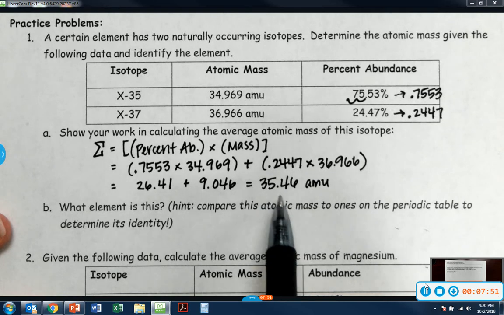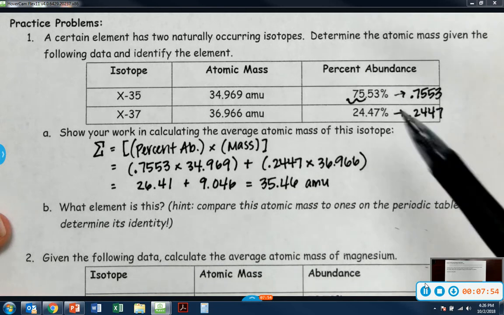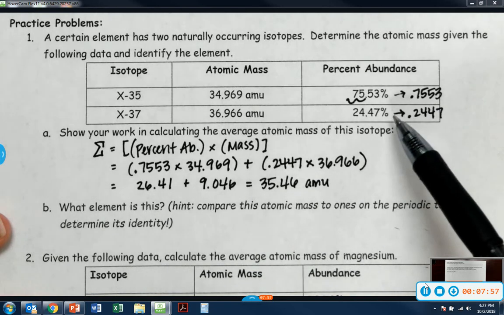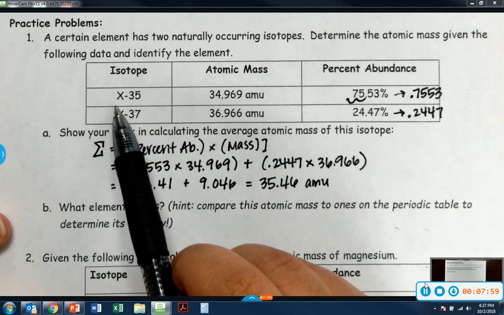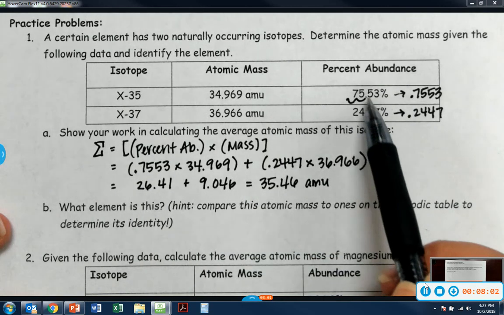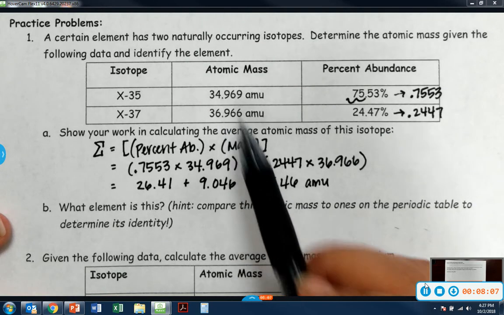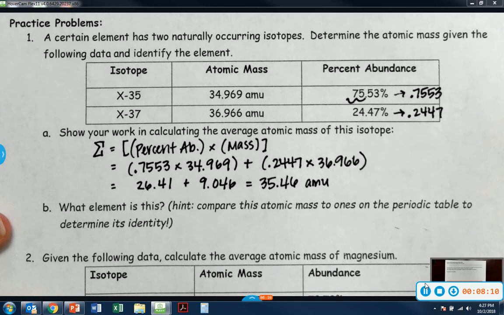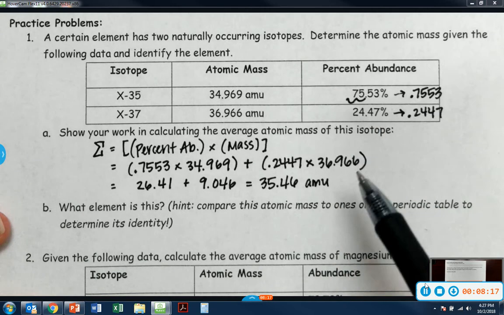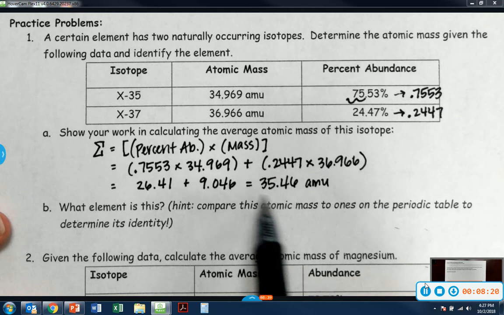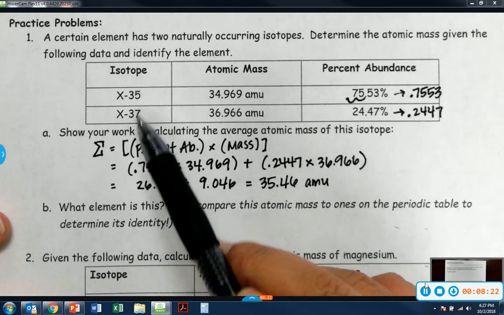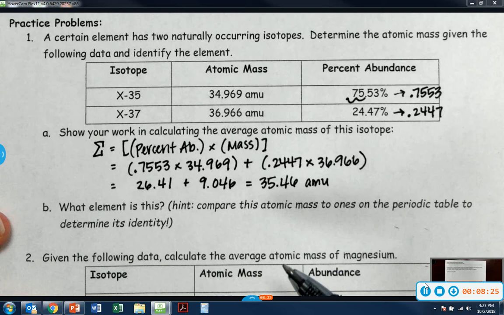Here's another thing I want y'all to realize about your average atomic mass: your final answer should be really close to whichever isotope has the larger percentage. Since isotope X35 is the more abundant isotope, our answer should be close to 35, which it is. So on your test, if you get a question asking which of the following isotopes is more abundant, you look at the average atomic mass, and whichever isotope is closest to that average atomic mass is the most abundant.